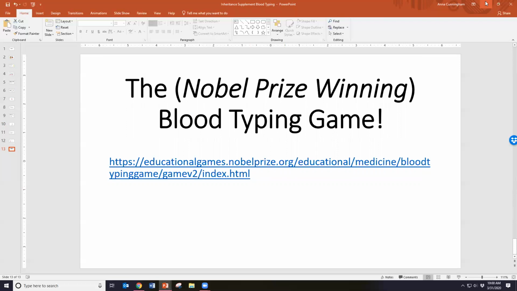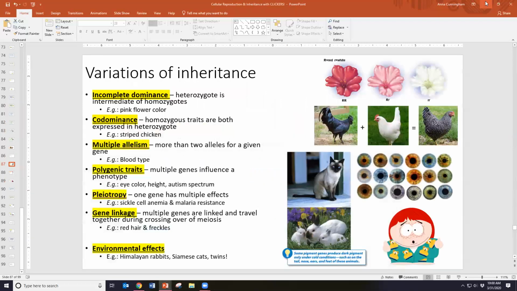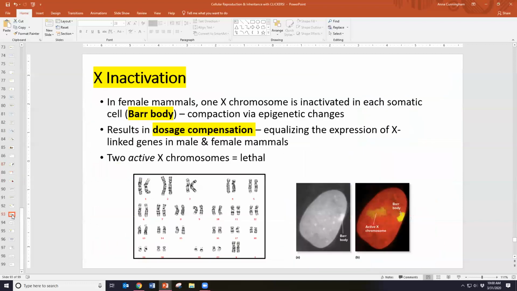So we're going to move on. Are there any questions about blood typing? All right, if there are, let's hold them. You can type them in, but I'll probably wait to answer them because I just want to get through a couple more slides for you.